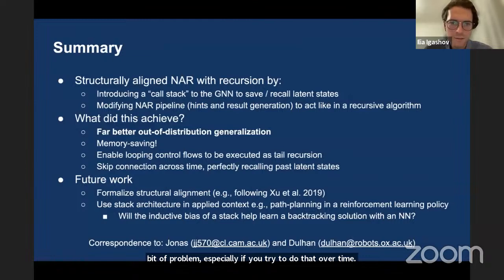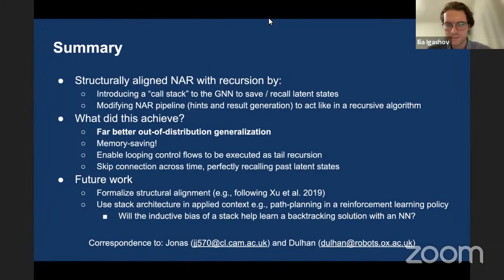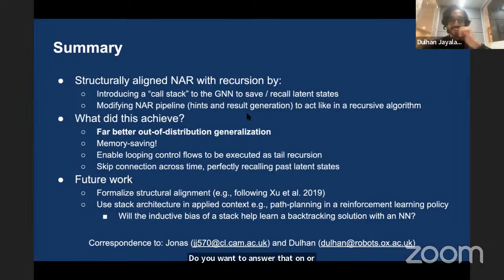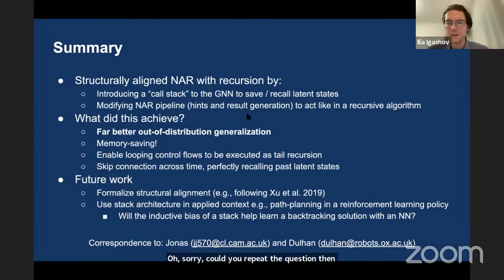One more last question from Dobrik Georgiev. How would you handle algorithms like merge sort that require auxiliary memory per recursion step? Do you want to answer that, Dobrik? Sorry, could you repeat the question there? Yeah, so how would you handle algorithms like merge sort that require auxiliary memory per recursion step? Ah, okay.